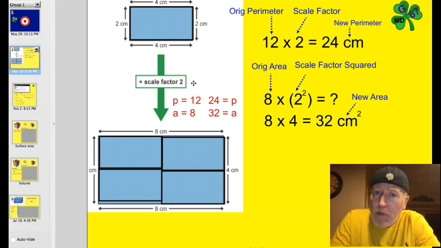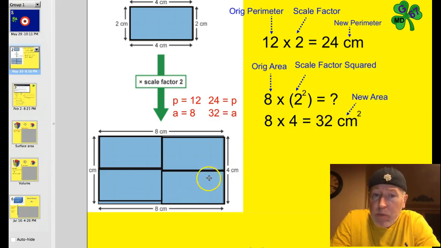Likewise, we could figure out the area of the new rectangle. We could take the area of the old one, which is 8. We had 4 times 2 here. And we can pop that into our formula, and take that times the scale factor squared, because area is kind of a two-dimensional thing, so we're going to square the scale factor instead of just using it. 8 times 2 squared is really 8 times 4, which is 32 centimeters squared.